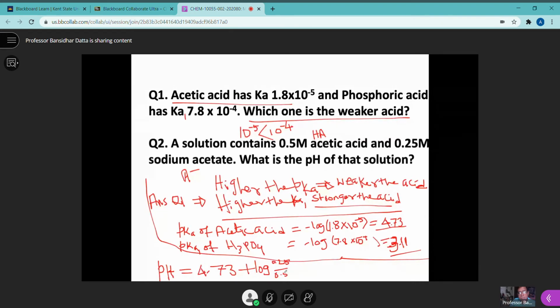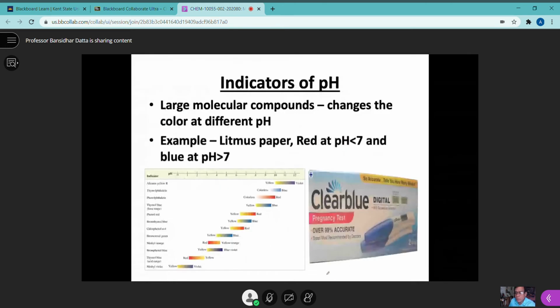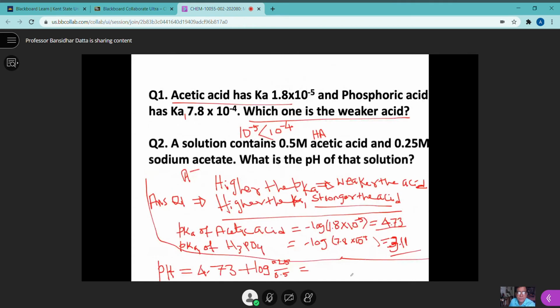And give me the number. 4.43. Yeah, sounds good. That's what you say, right? Yeah, that is correct. So 0.25 divided by 0.5 is 0.2, I guess. Yes, 0.2. And log of 0.2 is minus 0.30. Yeah, that is correct. So subtract that from this.